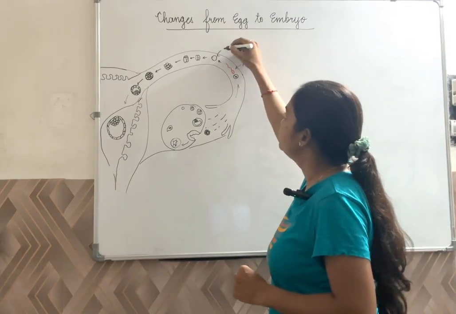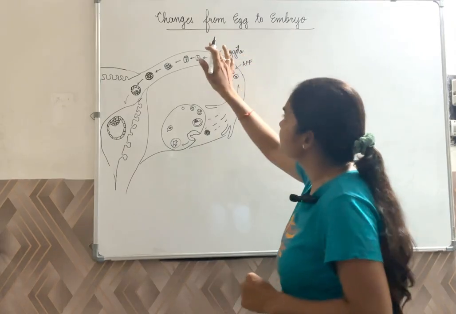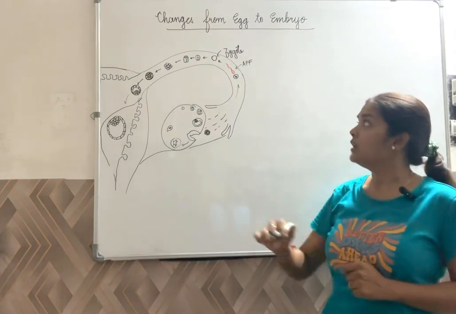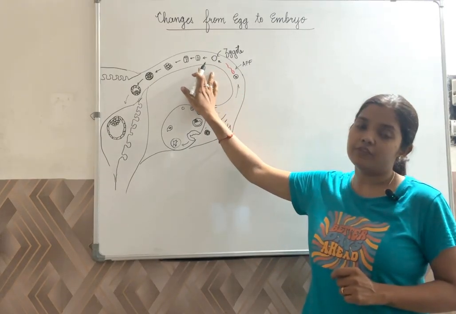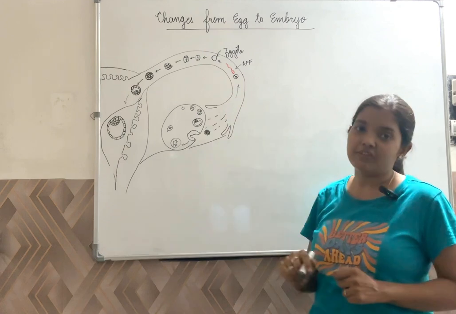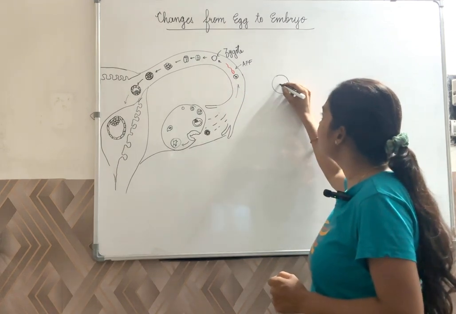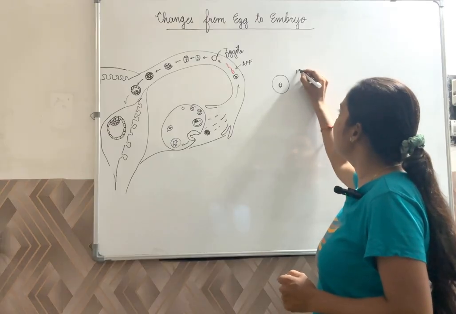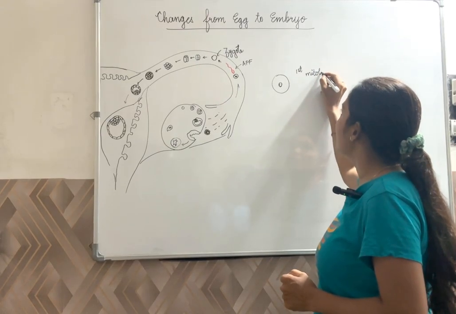The zygote. Once the zygote has formed, within 24 hours of its formation, the first cleavage occurs. Now, what is cleavage? Cleavage is the first mitotic division. It is the first mitotic division which is seen in the zygote.